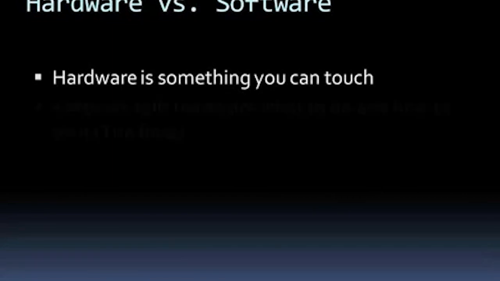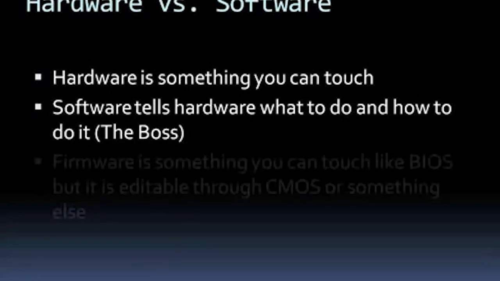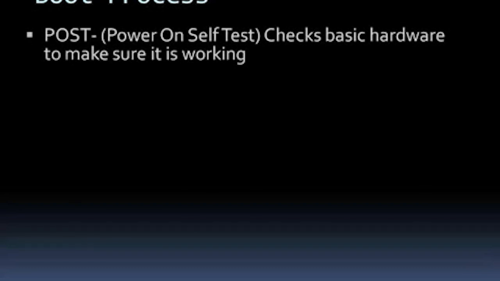Hardware versus software. Hardware is something you can touch. Software tells the hardware what to do and how to do it, also known as the boss. Firmware is something that you can touch, like BIOS chips, but it's editable through CMOS or some other way, or a firmware update.